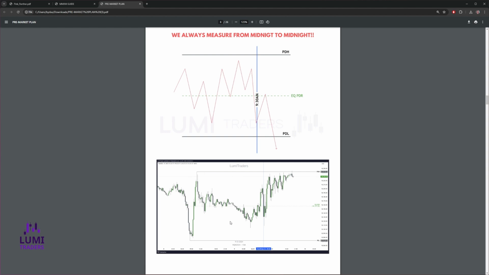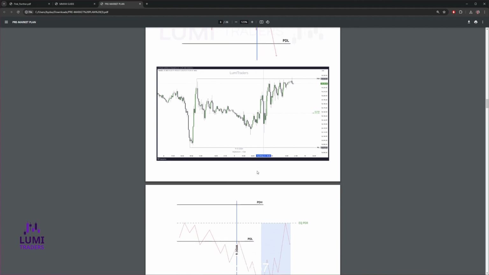Okay, we can see that price was trading inside previous day range. It moved from premium to discount, and from discount to premium. At the open, we can see it opened, I would say, slightly in premium, then retested equilibrium of previous day range, and continued going down to take previous day high level. Perfect example, by the way.